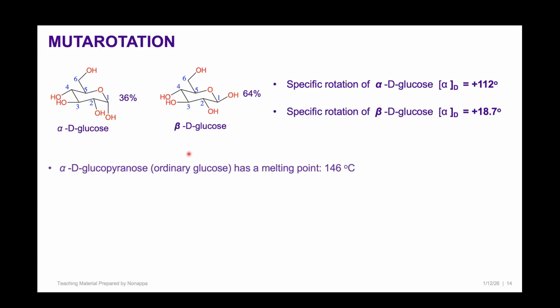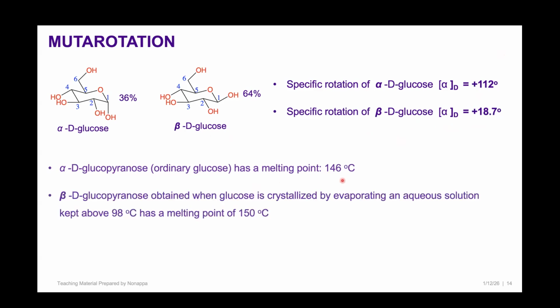So now the next topic for us is mutarotation. What is mutarotation and how can we understand this process? If you take glucose, a table sugar, and if you take one of the pure forms, such as alpha-D-glucose, it has a specific rotation of plus 112 degrees. The specific rotation of beta-D-glucose is plus 18.7 degrees. Now, alpha-D-glucopyranose has a melting point, if you measure it, of about 146 degrees Celsius.